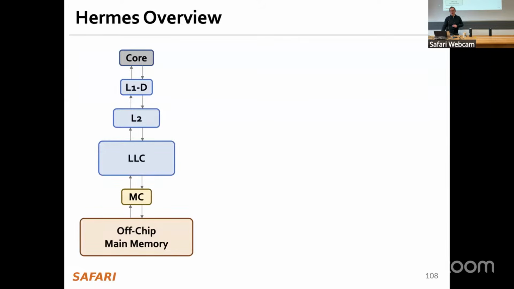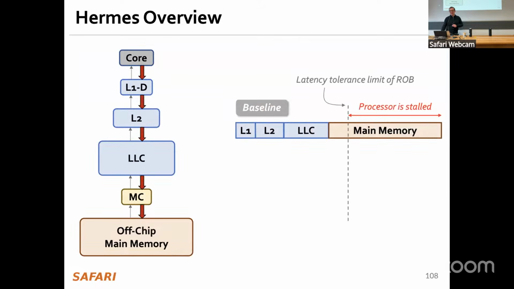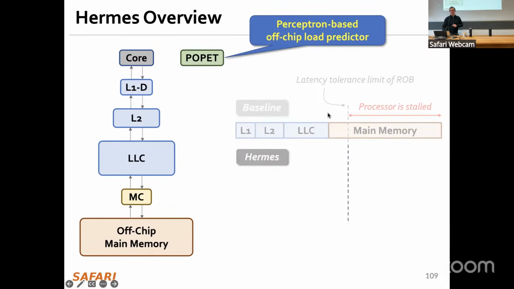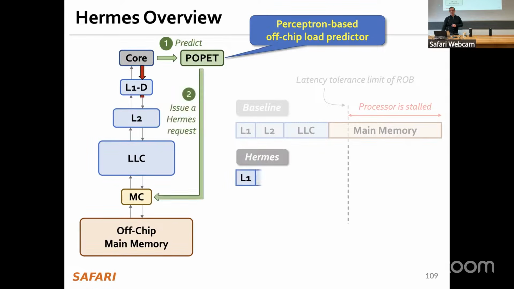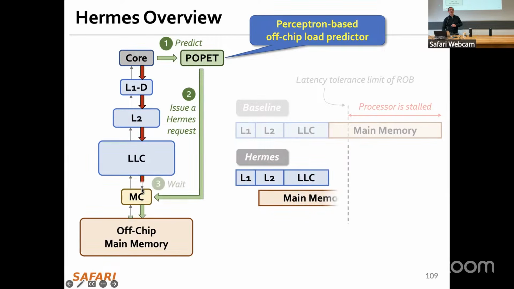So this is the overview. Essentially, in the baseline, you need to access every cache sequentially, and eventually the processor stalls. With Hermes, you have a perceptron-based off-chip load predictor. Whenever you get a load, you predict whether it will go off-chip or on-chip. If the predictor says this load is going to go off-chip, it issues a request to the memory controller to start the access. In the meantime, the cache hierarchy is accessed to verify if that prediction is correct.